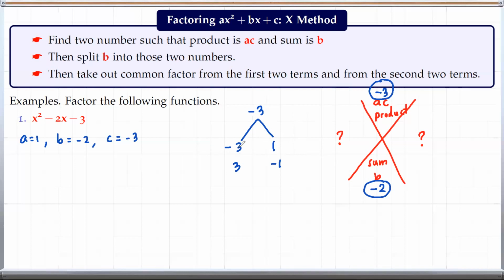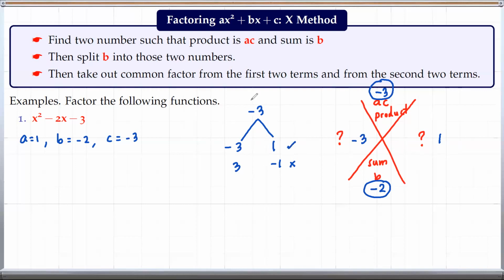The first one, we have -3 plus 1, which is -2. So this will work. So we can put -3 here and 1 over here. If you look at the second one, we have 3 minus 1, which is 2. So this will not work, but we just need one of them, and only one will work. So we just use -3 and 1.